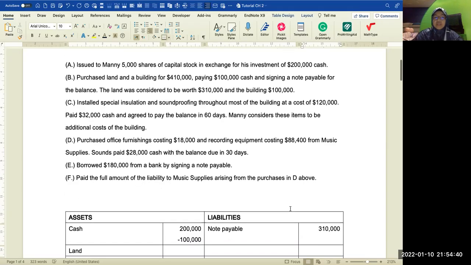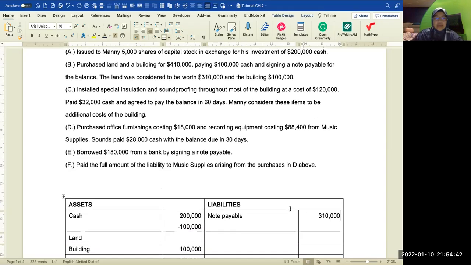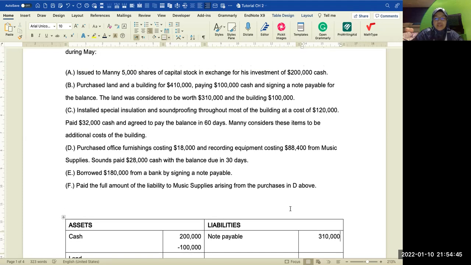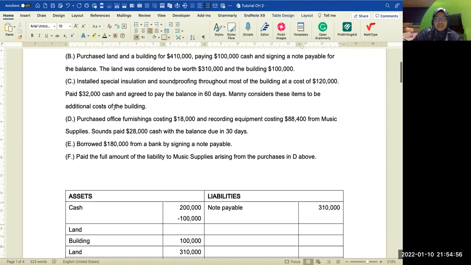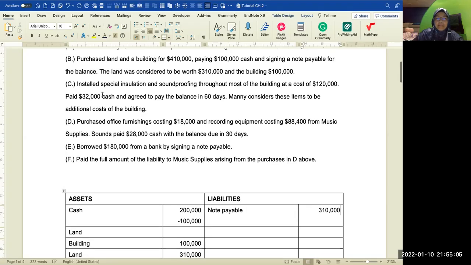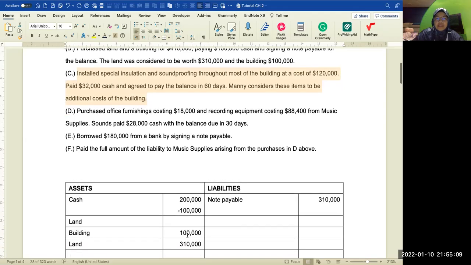Okay. The next one, let's have Johan. Johan, are you here? Yes. Install special insulation and soundproofing throughout most of the building at a cost of 120,000. Paid 32,000 cash, agreed to pay the balance in 60 days. Many consider this item to be an additional cost of the building. So what happened here? The building increased 120,000, right?